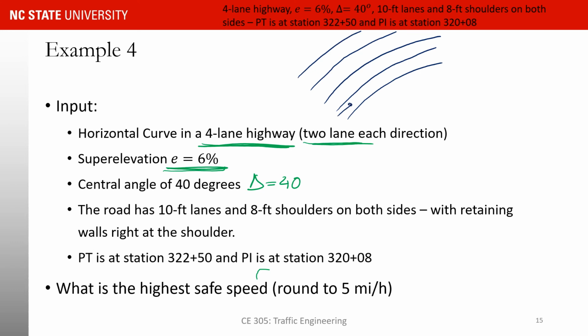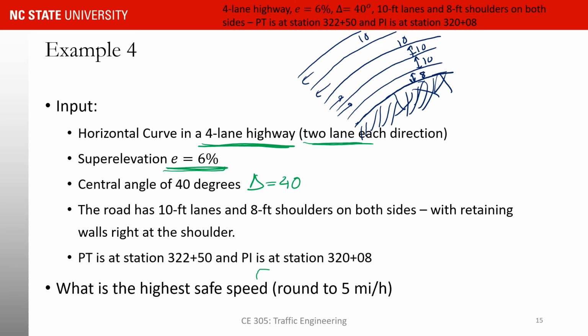So we have 2 lanes going this way, 2 lanes going this way, and then we have the shoulder, and then at the shoulder we have a retaining wall. So what that means is that everything past the shoulder is obstructed and you cannot see. So this is 8 feet, this is 10, 10, 10, and 10. Okay?